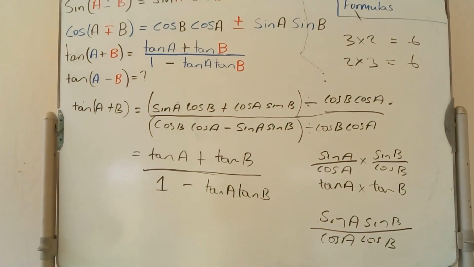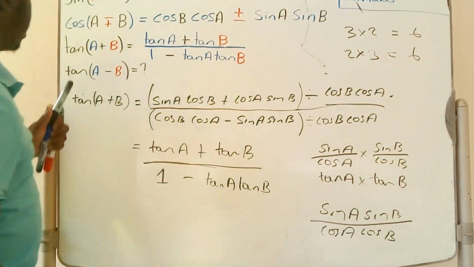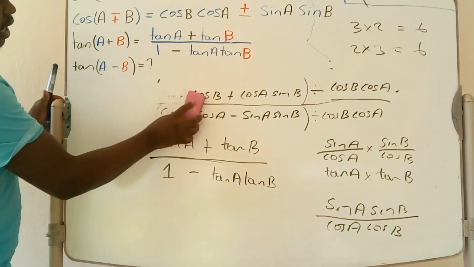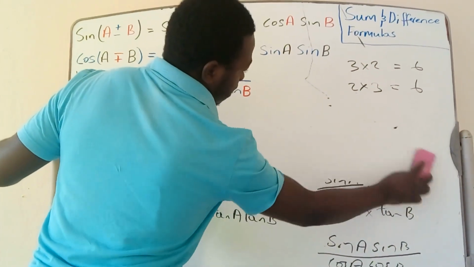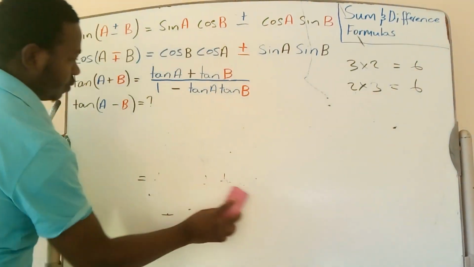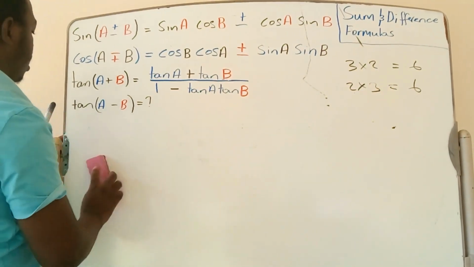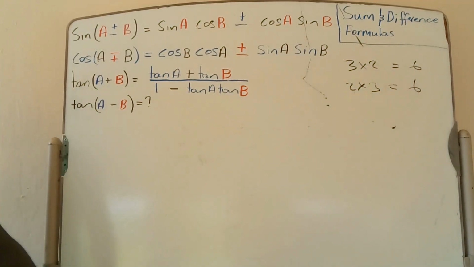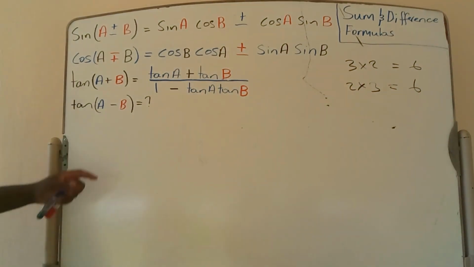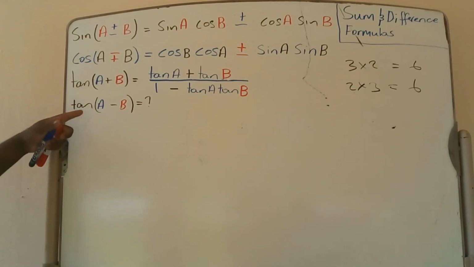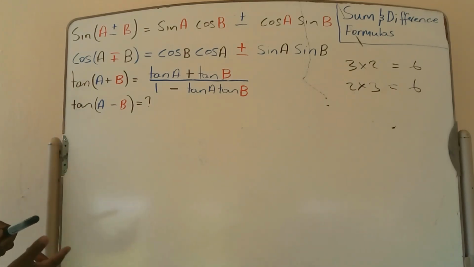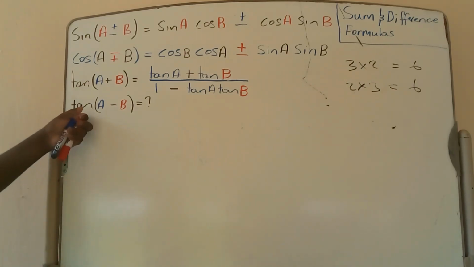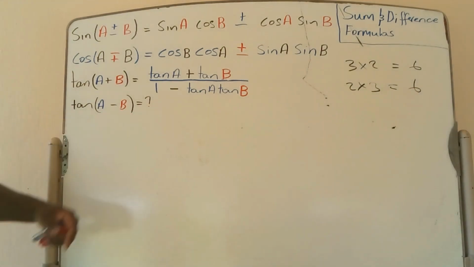Alright? Now, let's move into the second one. Here on the board I have tan A minus tan B, and I have a question mark. So I want to know the difference formula for tan A minus tan B. What I'm going to do is use the same technique that I just used to see if I can come up with the identity for this.